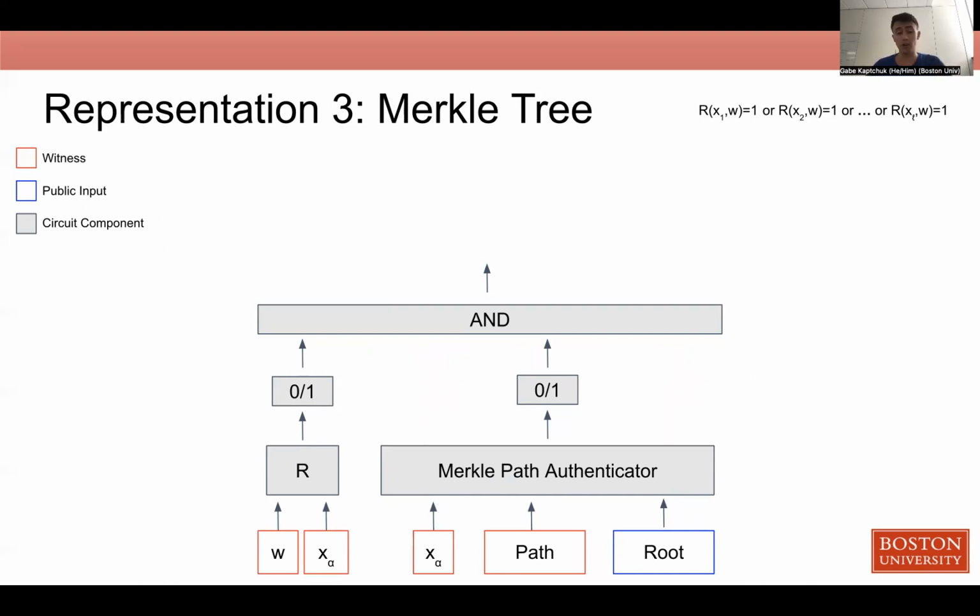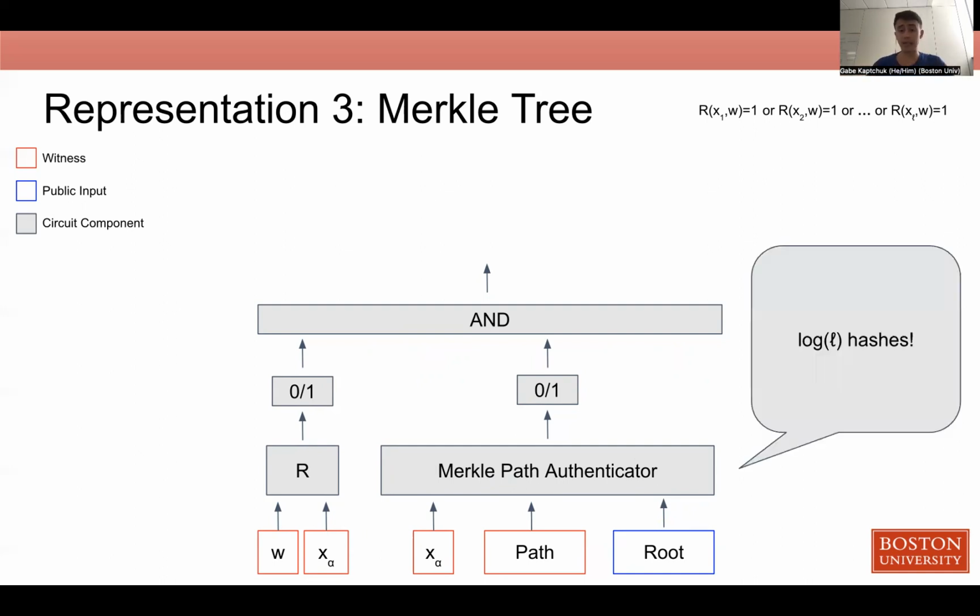So here, the left-hand side of the circuit remains exactly the same. We're going to feed in the secret element X alpha along with the secret path into the Merkle tree authenticator, along with a publicly known root that represents the accumulation of all of the public elements of the set. And then simply check that the Merkle tree authenticator is correct along with the circuit R.